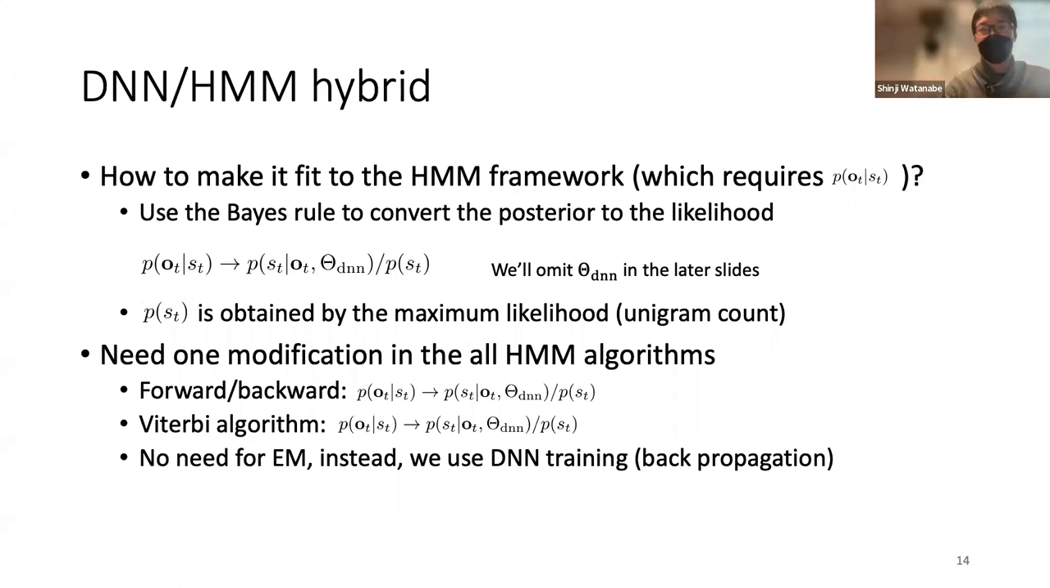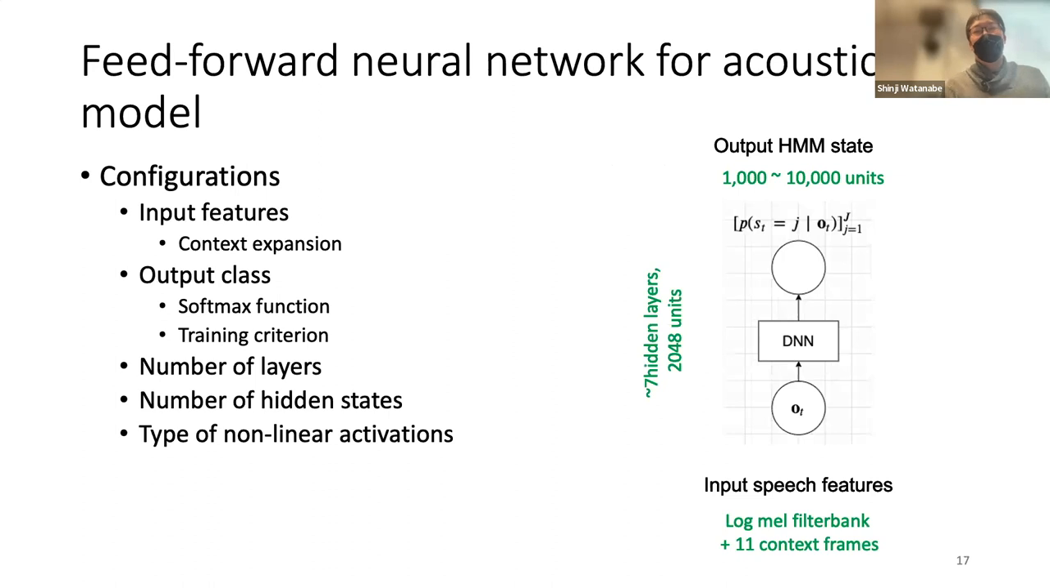Okay, cool. Now I move to the deep neural network. The problem is how to provide this distribution by using the deep neural network. Originally people were using the feed-forward neural network. I will explain some advanced architectures like the recurrent neural network and so on, but let me first start from the feed-forward neural network.